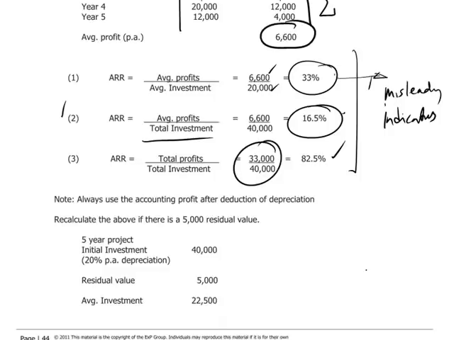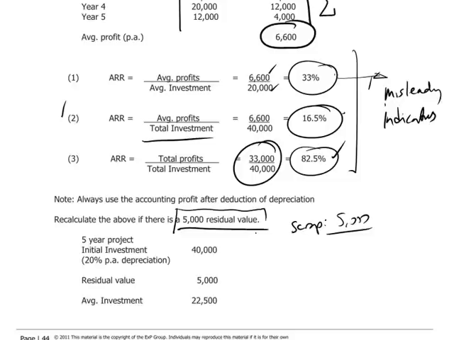Let's just have one more look at the accounting rate of return in cases where we have a $5,000 residual value. What do we mean by this? We mean that after 5 years, when the project is wound up, that means terminated, the equipment that was invested in can be sold for a scrap value of $5,000. Now, how does this affect our accounting rates of return? We're using the same numbers as above, but the only new feature here is that we have a scrap value of 5,000.